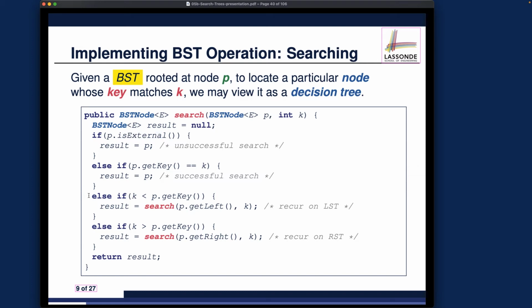All right, let's talk about the two recursive cases. If the K we're looking for is strictly smaller than the root key, in that case, we want to search through the left subtree.